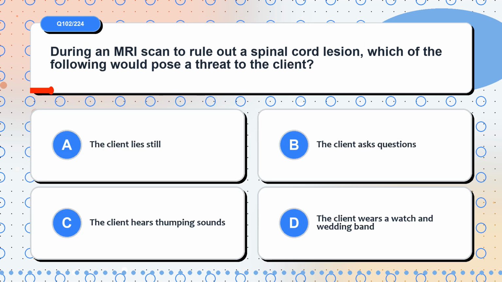Question 102. During an MRI scan to rule out a spinal cord lesion, which of the following would pose a threat to the client? Here are the options. Option A, the client lies still. Option B, the client asks questions. Option C, the client hears thumping sounds. Option D, the client wears a watch and wedding band.